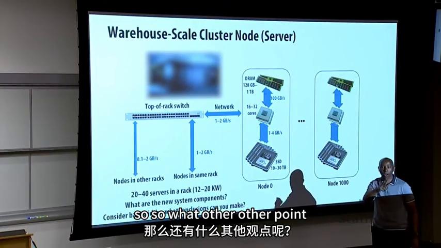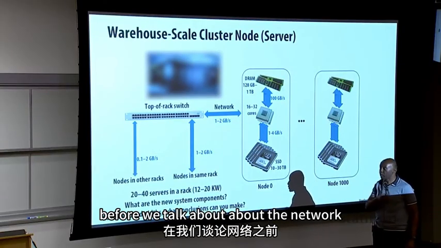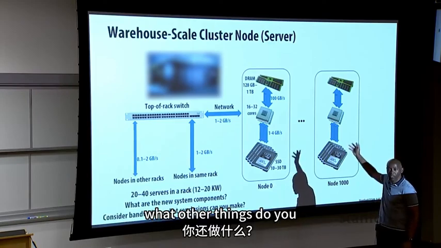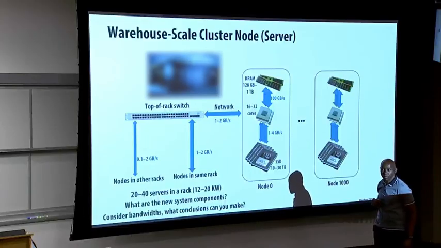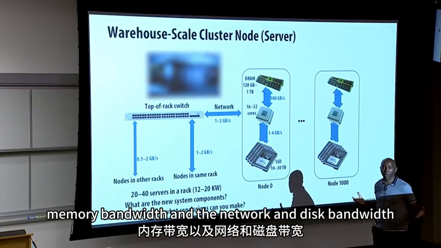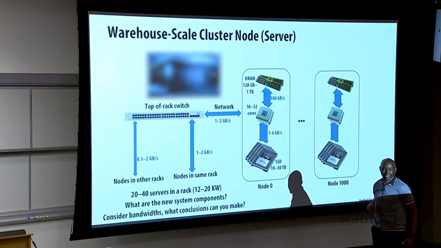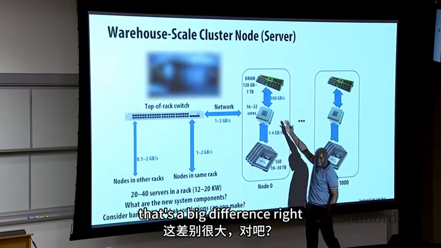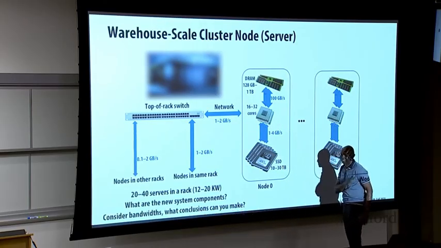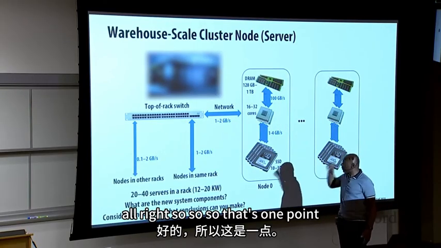So what other point? Before we talk about the network, what other things do you see here when you're looking at the bandwidths? What's the relationship between the memory bandwidth and the network and disk bandwidth? Yeah. In fact, it's 2 orders of magnitude, right? That's a big difference, right? All right, so that's the one point.